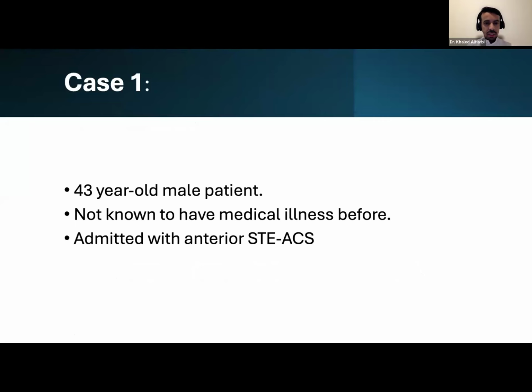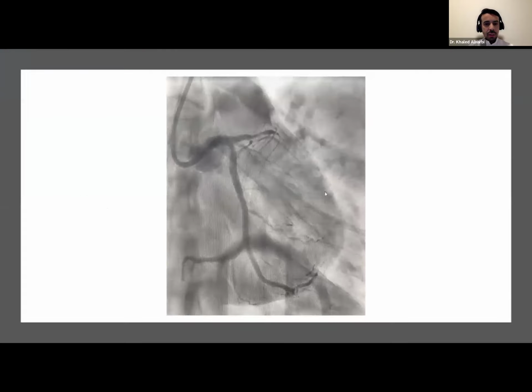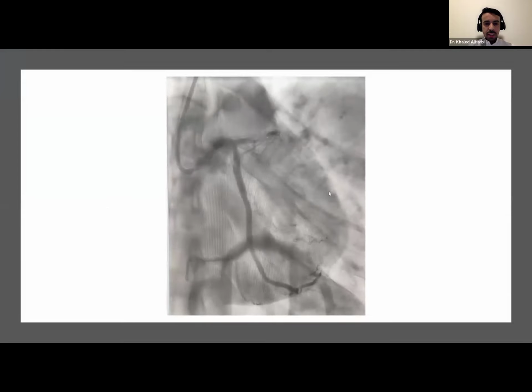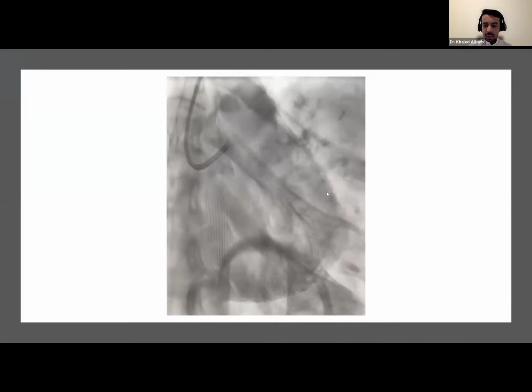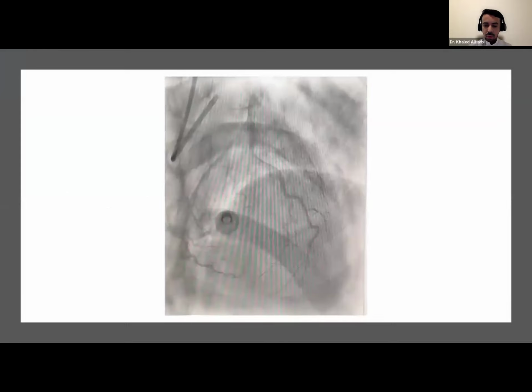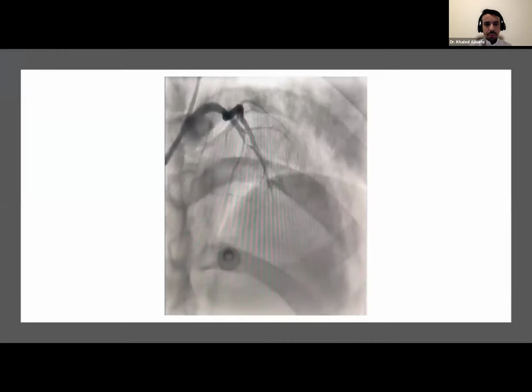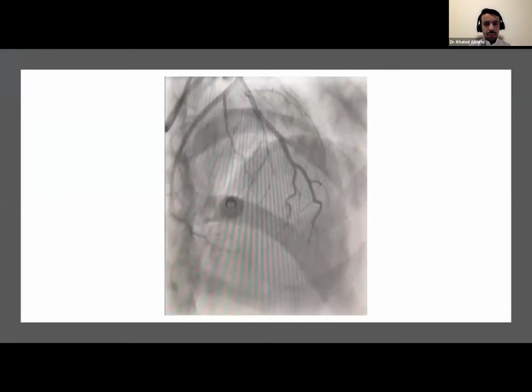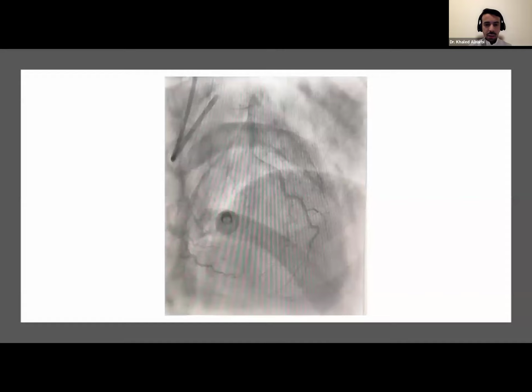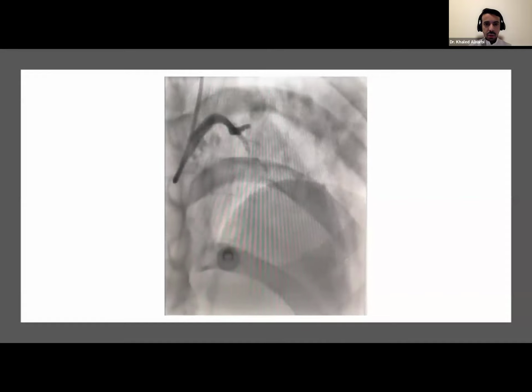The first case is a 43-year-old patient who presented to our ER. The angiogram showed an unobstructed right coronary, and his left was also unobstructed, and you can see there is a proximal occlusion of the LAD. In this projection, you can also see the ostial part is also diseased.